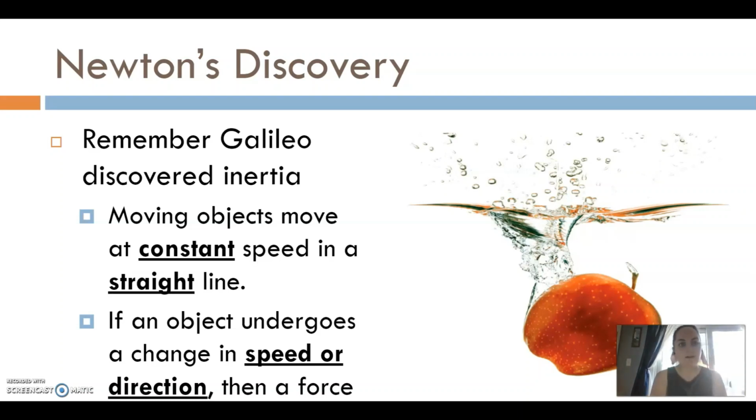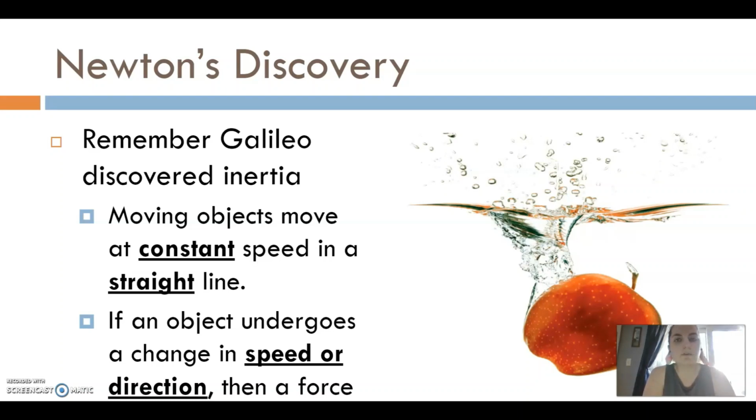So, Newton. Remember way back when we were talking about Galileo, who discovered inertia. So what is inertia? Inertia is the resistance to change your state of motion, and it is a property of matter. If you remember back to Bill Nye, if you have a lot of mass, then you have a lot of inertia, so a lot of resistance to change your state of motion. Unless something is acted upon by a force, objects are going to tend to move at a constant speed in a straight line.